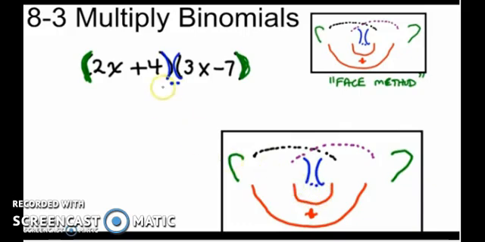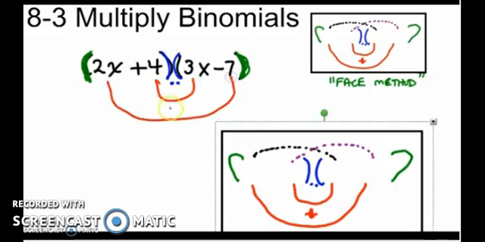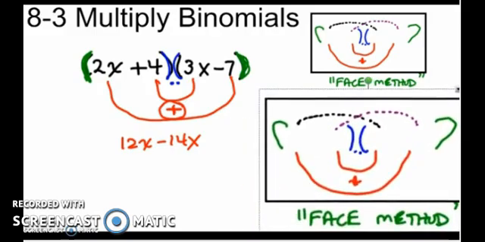We're going to take the 4 times the 3x and call that the mouth. The 2x times the negative 7 is going to be a chin. We're going to add the mouth and chin together, kind of like an indentation under the mouth and above the chin. And we're going to add those. They can normally be combined. So we have negative 14x and positive 12x using the mouth and chin, and they combine to negative 2x.